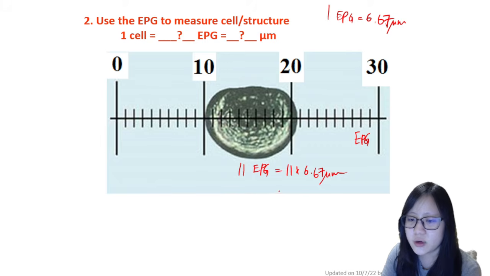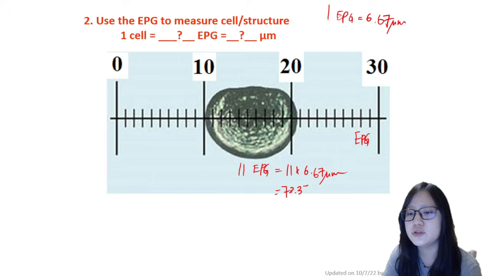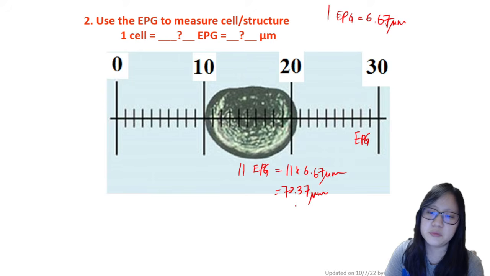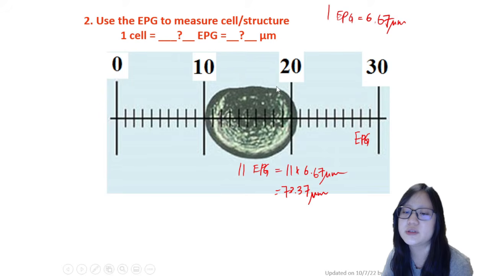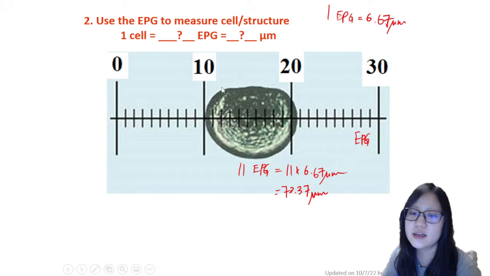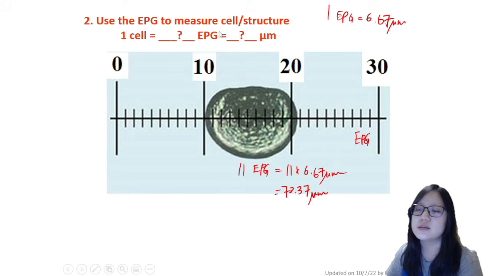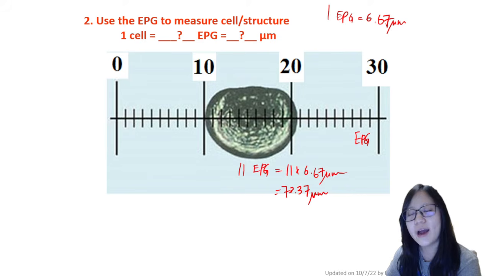And with a quick calculator, that is around 73.37 micrometer, rounded up to 2 decimal places. That is the length of this cell, the actual length of this cell. Why don't you try another example?